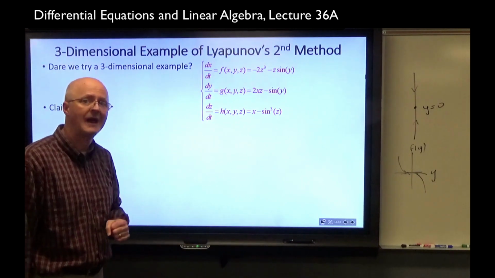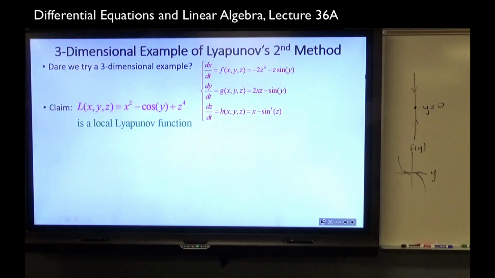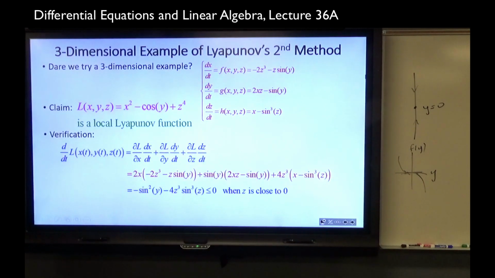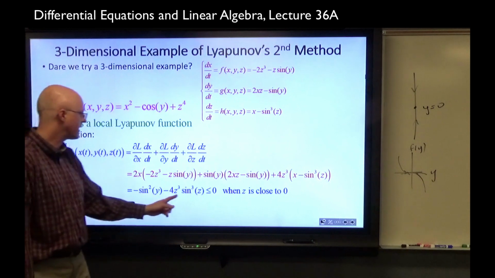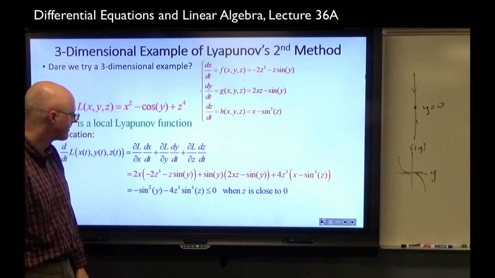If you try linearizing near the origin, you'll see it's not hyperbolic. I didn't take the time to check that. But it does turn out that this function is a local Lyapunov function. That's not obvious. But if you check it by differentiating along the solution curve, you do get a quantity that is definitely always less than or equal to 0 when the z is close to 0.